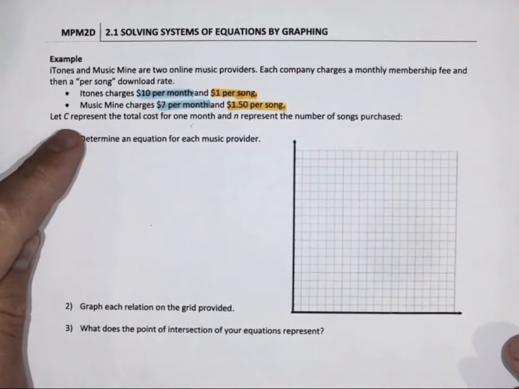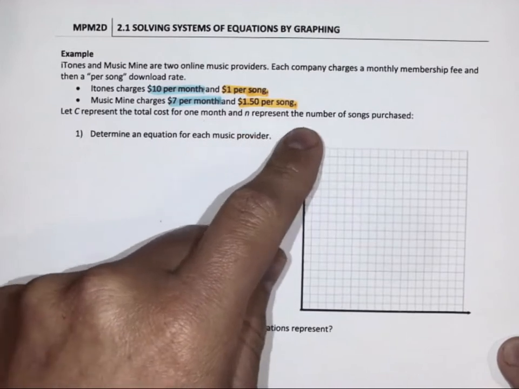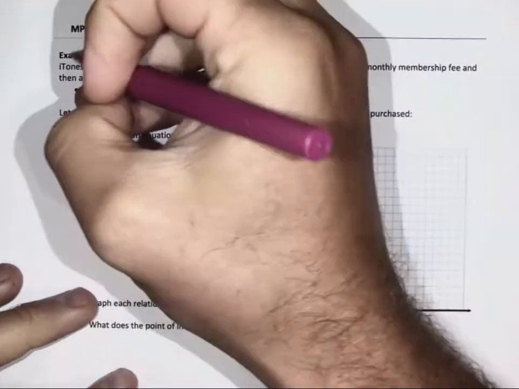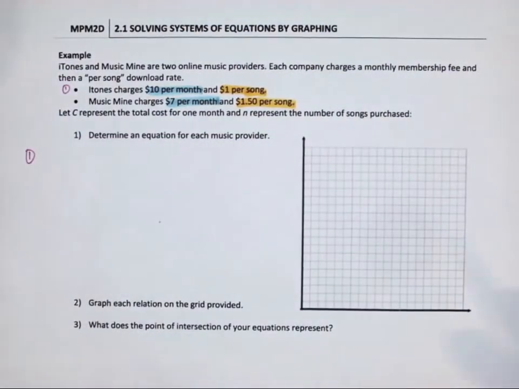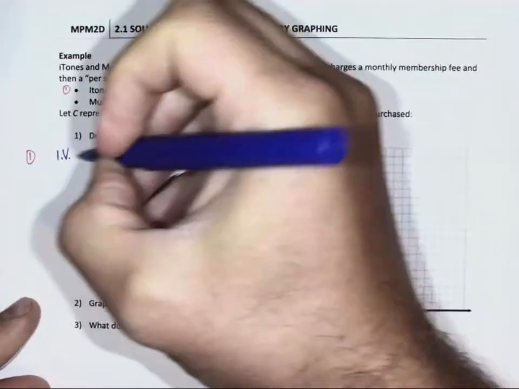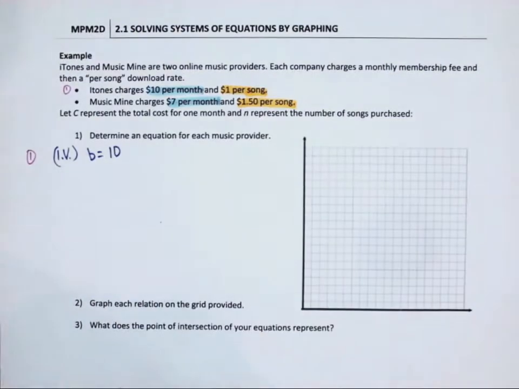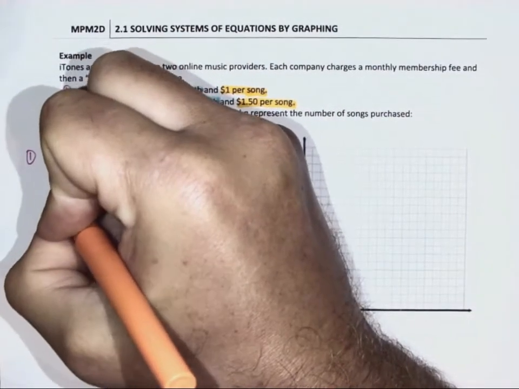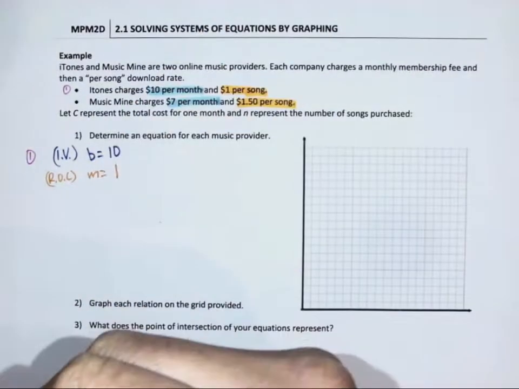So we're going to write an equation where C represents the total cost for 1 month and N represents the number of songs purchased. So we have two different companies here. We got one, iTunes. So for iTunes, we see again what we've highlighted, that our initial value, which is also our y-intercept, is $10, and our rate of change, which is our slope, is $1 per song.